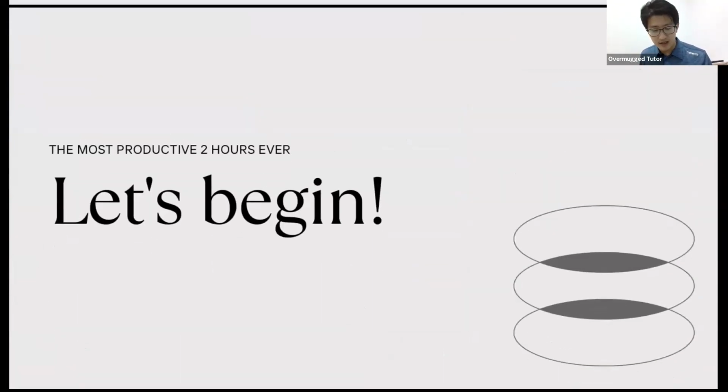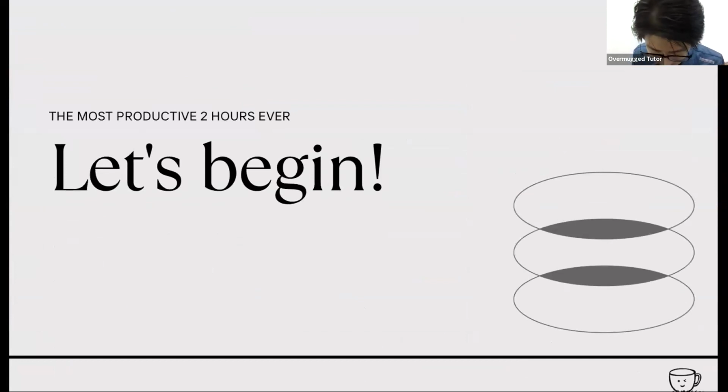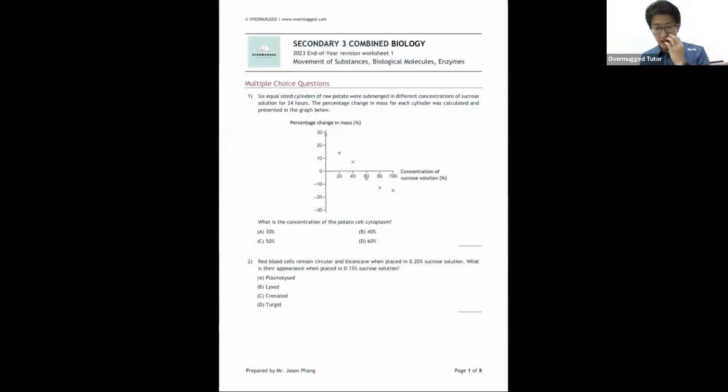What we're doing today is fairly straightforward. Let's dive right into the worksheet. We should all be looking at this one. Am I correct to say that? Are you all looking at the graph one?